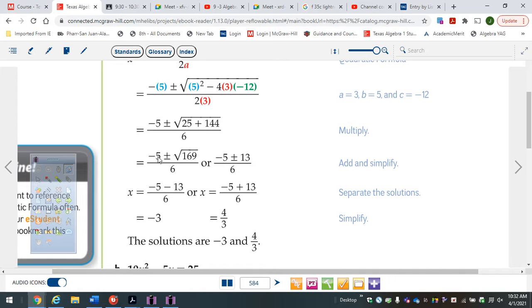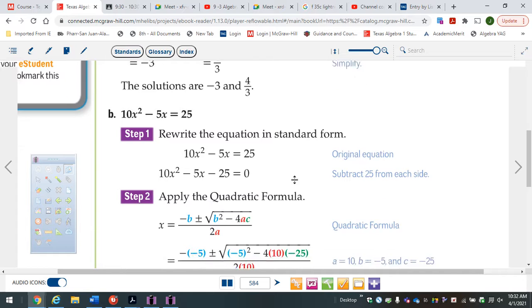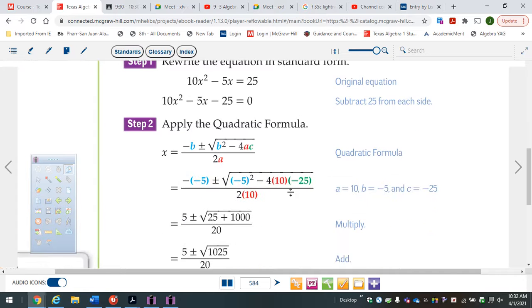Now we have negative 5 plus or minus the square root of 169, over 6. The square root of 169 becomes 13, guys. So now you have negative 5 plus 13 over 6 and negative 5 minus 13 over 6. Break it down into both individually, and this one gives me that, and this one gives me that. I think we covered this one too.